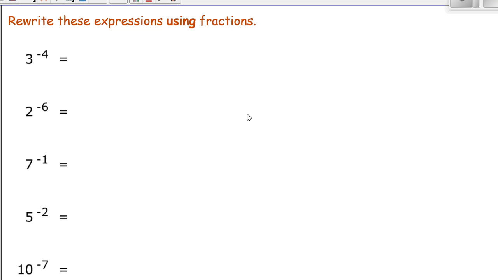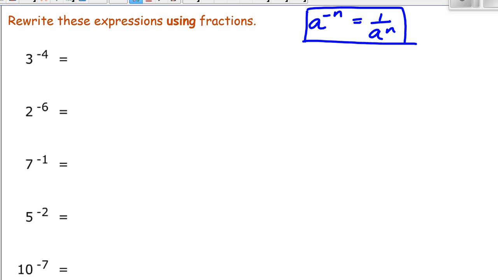These are extra examples just to help us understand this concept. Now, rewrite these expressions using fractions. So, 3 to the power negative, remember what we said? If you have something like a to the power negative n is equal to 1 over a to the power n, we're just using that formula. So here, 3 to the power negative 4 is the same as 1 over 3 to the power 4. You can simplify that using your calculator. I showed you how to do that.